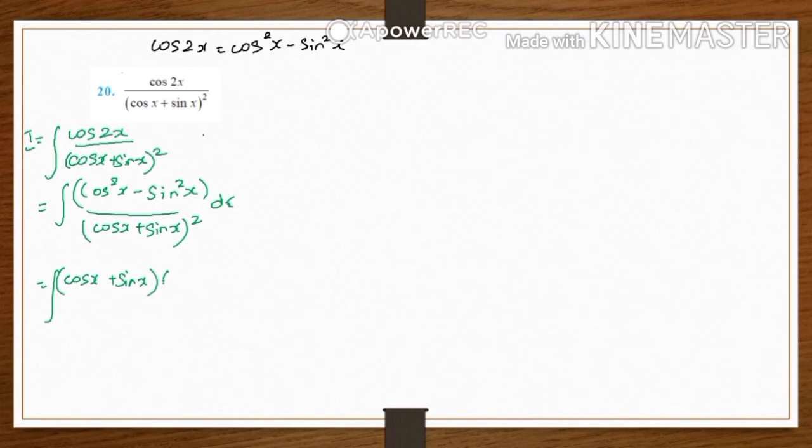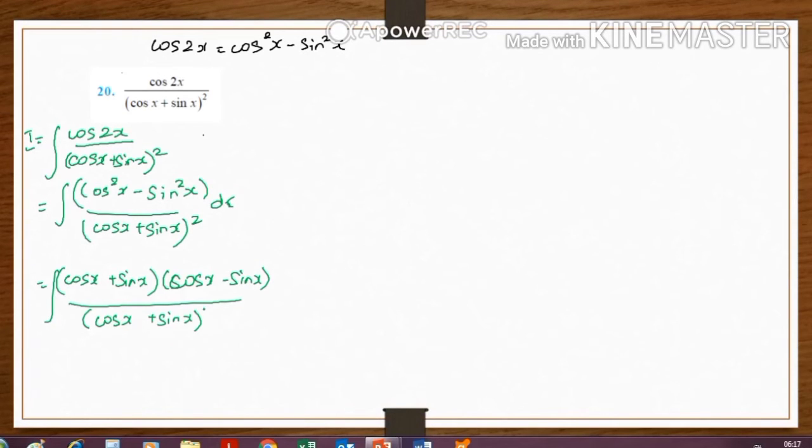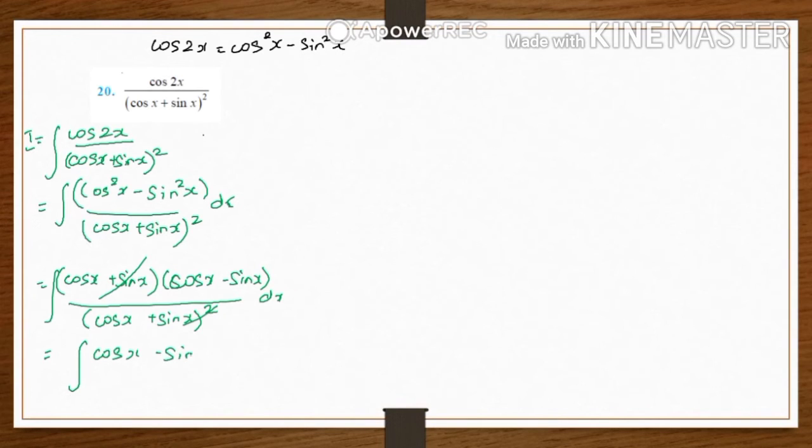In the numerator we can see cos square x minus sin square x, so I can write it as (cos x plus sin x) into (cos x minus sin x). Why am I writing this? Because we are using the formula a square minus b square equal to (a plus b) into (a minus b). Now cos x plus sin x in the numerator and denominator gets cancelled and we are left with integral cos x minus sin x divided by cos x plus sin x.